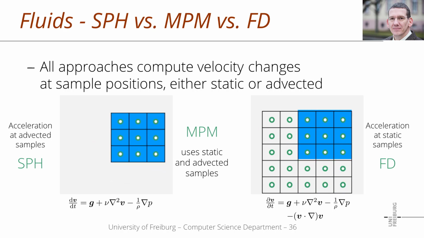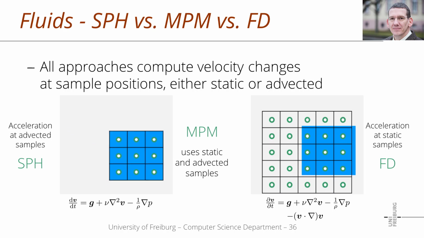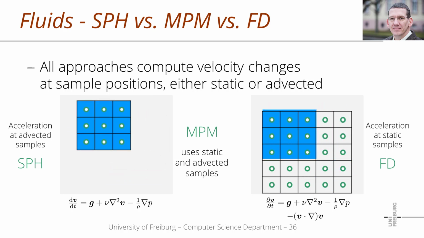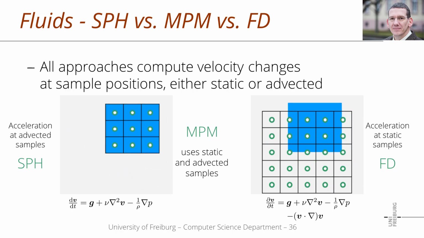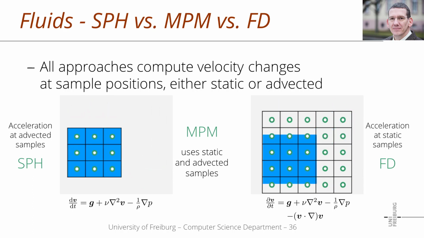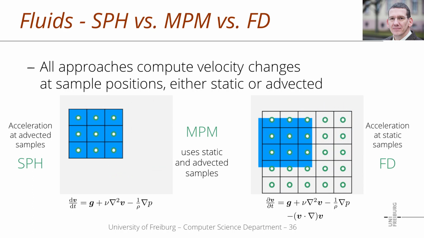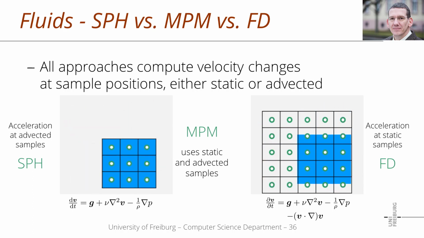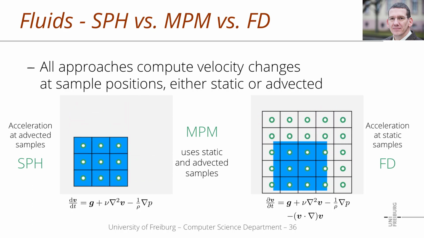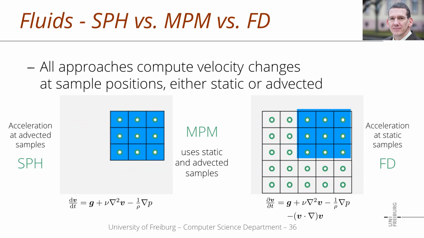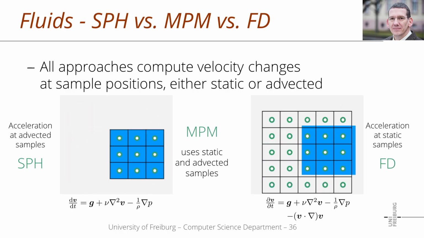And here MPM, the material point method, is one example. In this approach, a grid is used for some acceleration terms, while particles are used for the advection. All of these concepts can be used for all types of materials. If you would like to simulate a fluid, we can either take particles or a grid or a hybrid approach. We can use SPH, finite differences, or MPM for the computation of the respective accelerations at particles or at grid cells.